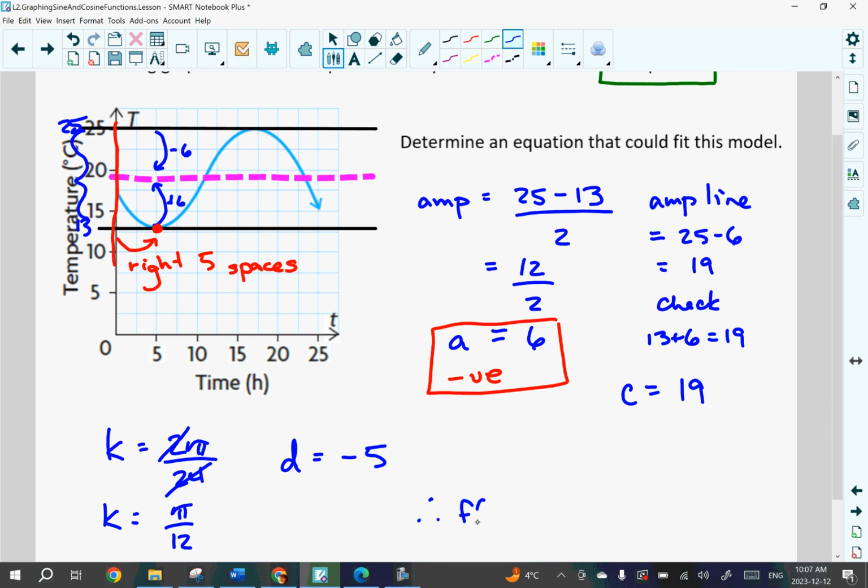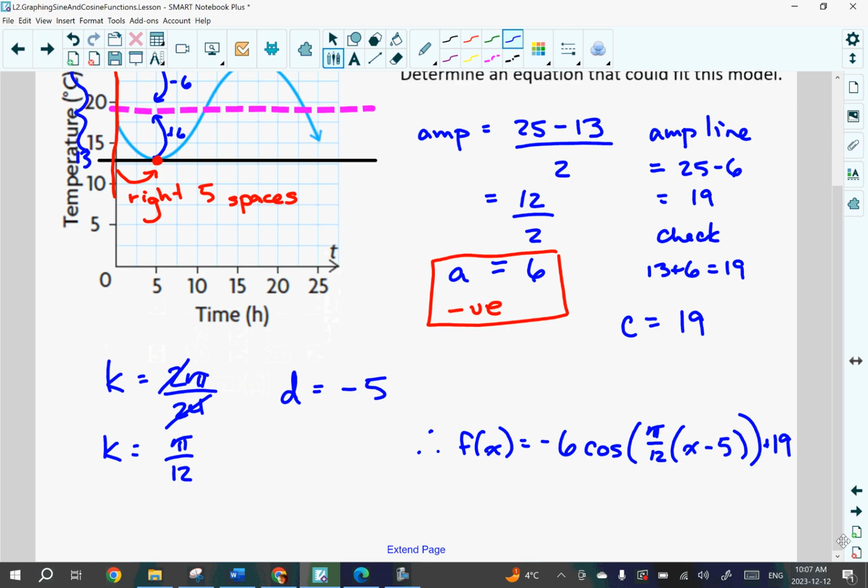Okay, so this could be an equation that fits this data. Negative amplitude, sine, no, we're doing cosine, Megan. Cos, bracket k value, pi over 12, close bracket, x phase shift, minus 5, close bracket, vertical translation 19.